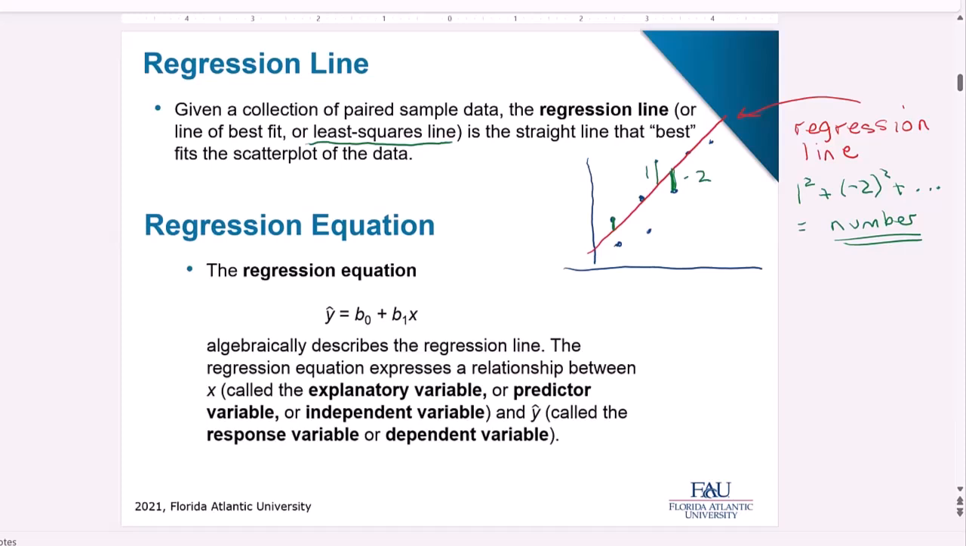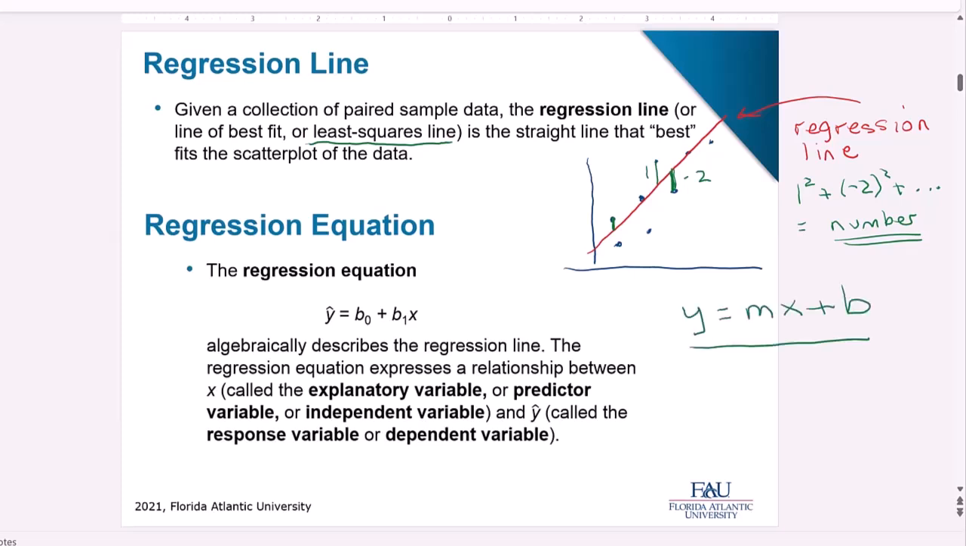The regression equation, y hat is equal to b0 plus b1x. The regression equation expresses a relationship between x, which is called the explanatory variable or predictor variable or independent variable, and y hat, called the response variable or dependent variable.